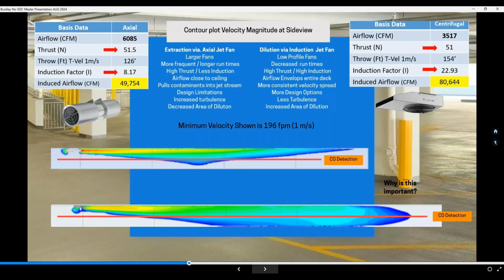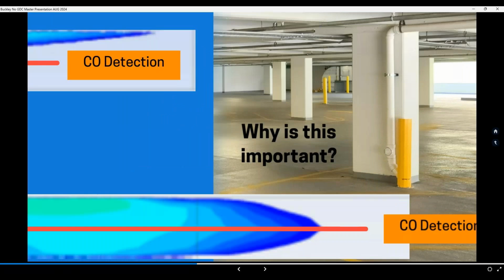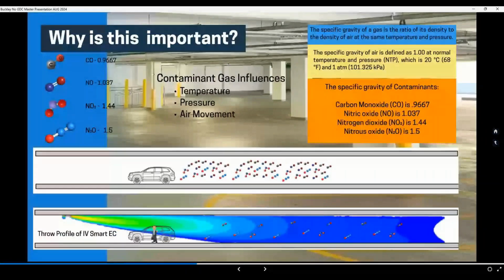Now, you may ask yourself, why is that important? Well, this is why it's important. Again, I want to point out, it's not by happenstance that a gas detection manufacturer will tell you to place a sensor 3 to 6 feet. That is our typical pedestrian breathing zone, but we also need to look at the characteristics of the contaminants themselves. So when we look at the specific gravity of the contaminants, such as carbon monoxide, nitric oxide, nitrogen dioxide, and nitrous oxide, they are different.